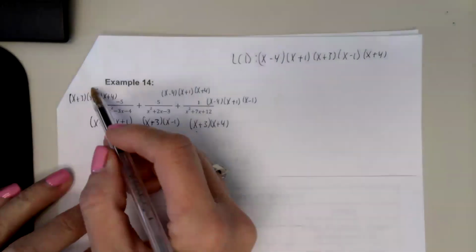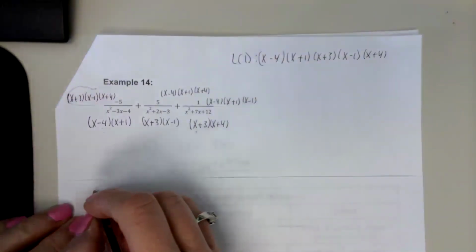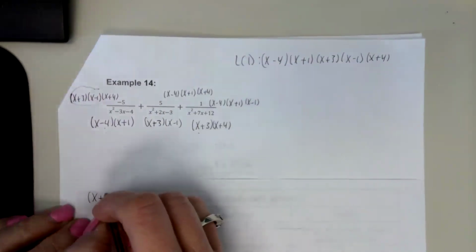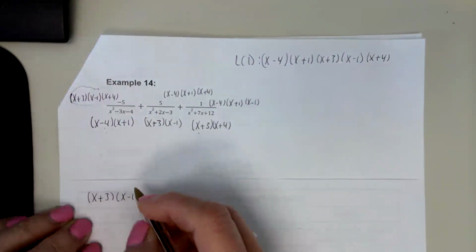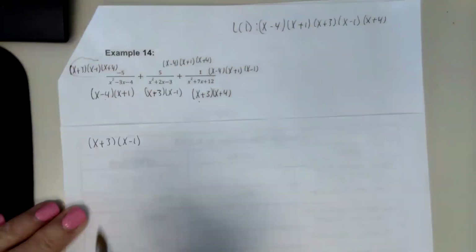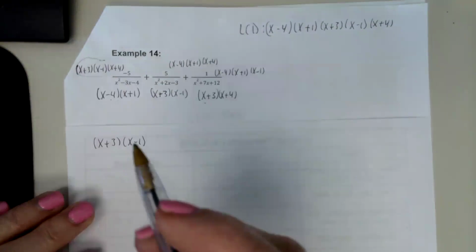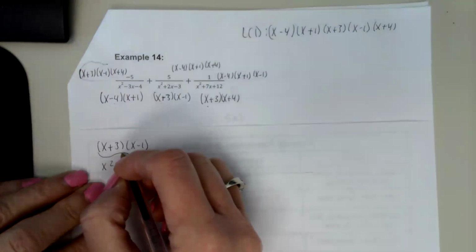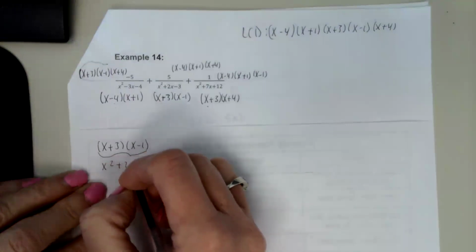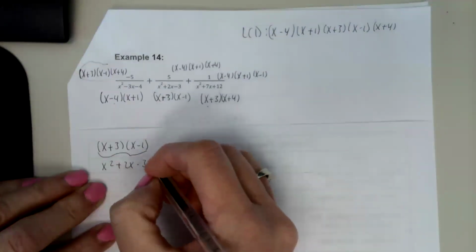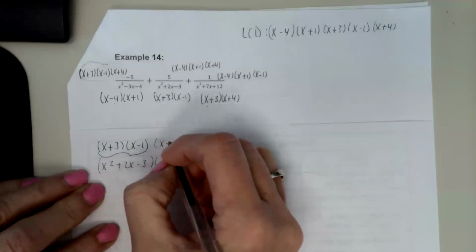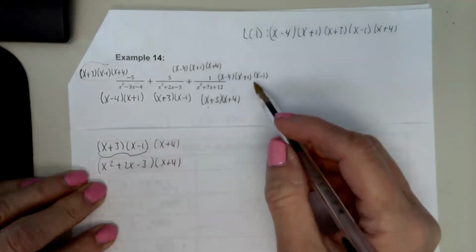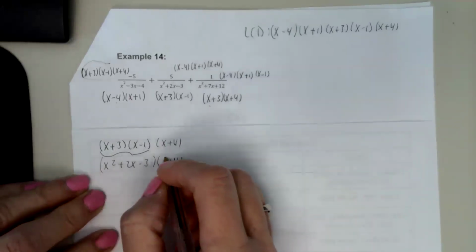So all of this multiplied together is going to be x plus 3 times x minus 1. I'm going to do that first. So I'm just working on multiplying these 3 binomials together. That's going to be x squared plus 2x minus 3 times the x plus 4. Okay. And so I'm going to distribute that through.